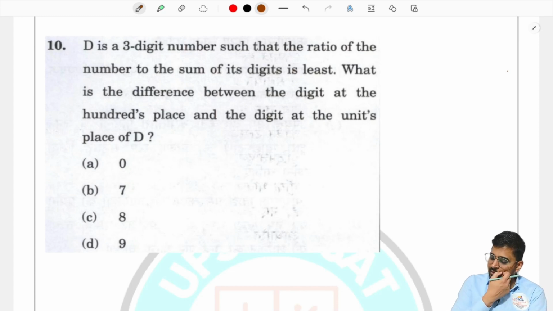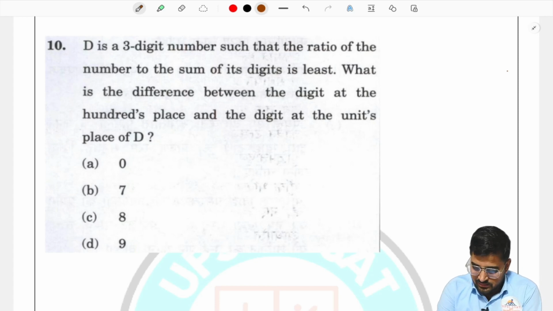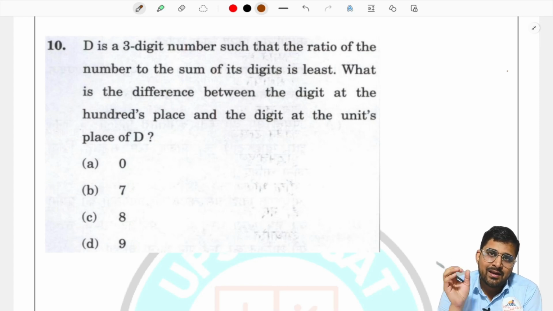Again a very good question, please pay attention. In this kind of question, the solution is there in the question only. You just have to find out the core essence of the question. Let's start reading this question first. The question says D is a 3-digit number such that the ratio of the number to the sum of its digits is least.